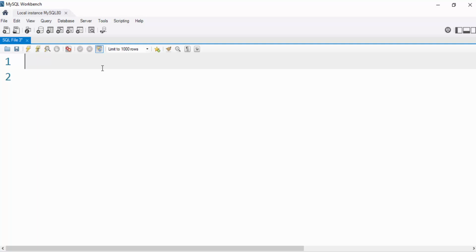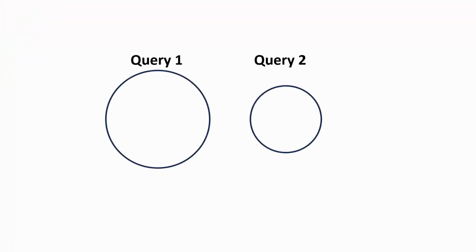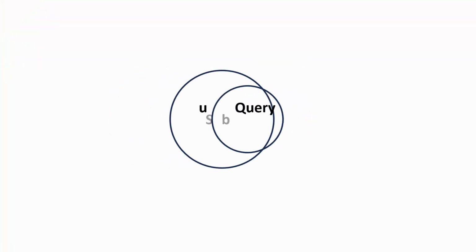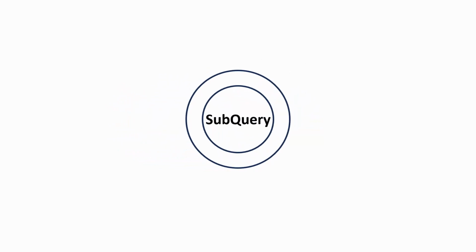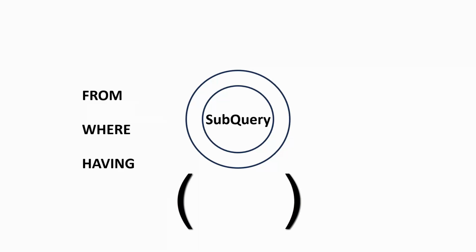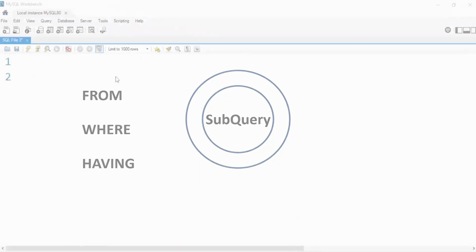Today, we will learn what subqueries are, how to use them effectively, and we will explore some practical examples to solidify our understanding. So, let's get started. In simple terms, subqueries are SQL queries embedded within another query. They allow us to use the results of one query as a condition or data source for another query. The subquery is enclosed within parentheses and usually placed in the WHERE, FROM, or HAVING clauses.